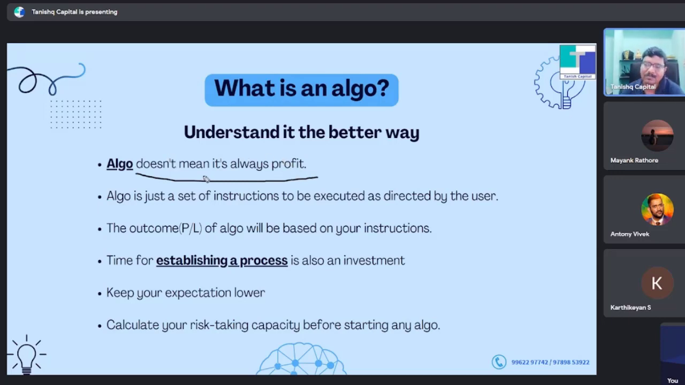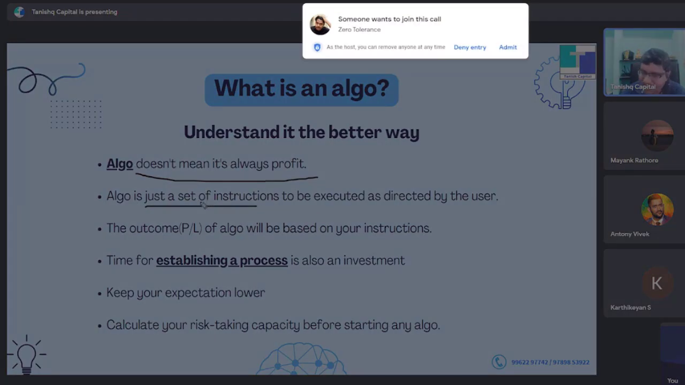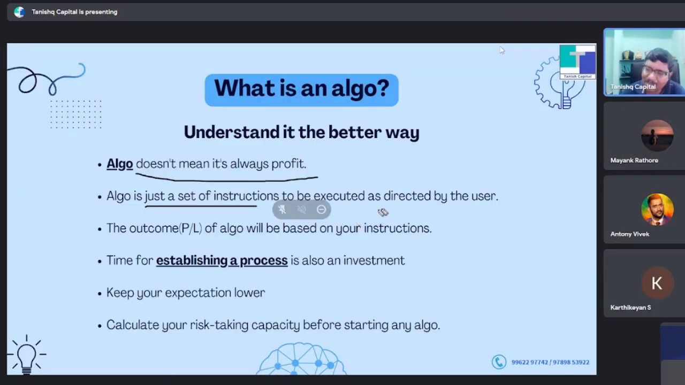The definition of algo is very simple. Algo is just a set of code or set of instructions directed by the user. Let's assume that you wanted to wake up daily and brush your teeth. If the conditions are clear, then you can automate the process and brush your teeth properly. What you need to think of is every day whether the time is correct, and that instead of brushing the teeth, you should not brush something else. So it is just an instruction, a computer-based instruction where it will be executed as per your instruction. That doesn't mean that algo always guarantees profit.